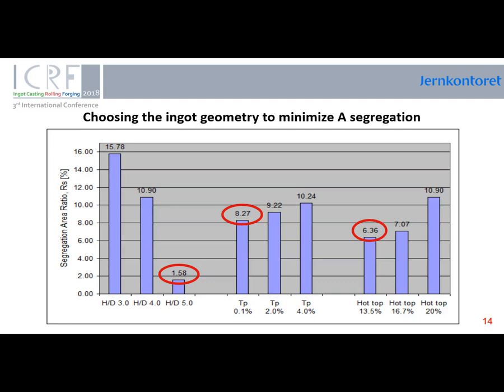This slide is a summary of previous experiments. From the analyzed factors, the only variables that have a significant influence on A-segregation are HD ratio and the hot top size. To minimize A-segregation, we must choose an ingot with higher HD ratio and a small hot top size.